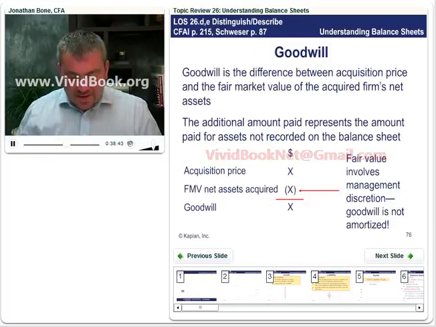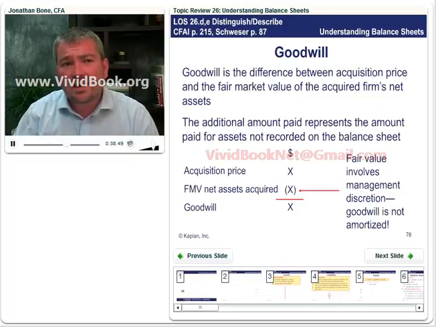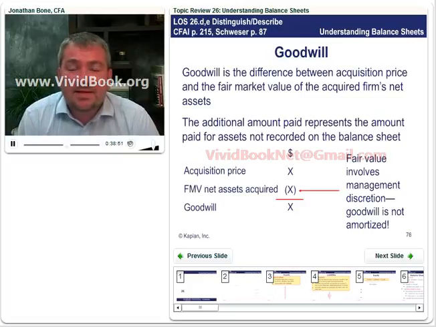Here's our goodwill, just to give us a flavor of goodwill. Not too excited about it at level 1. We're not going to do group accounting until we hit the level 2 syllabus. So here is our goodwill.